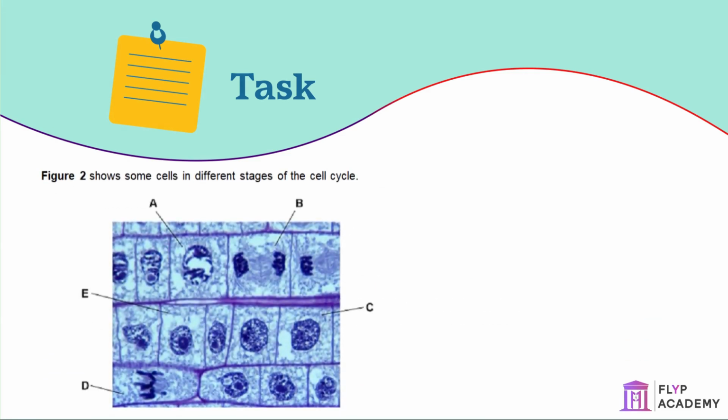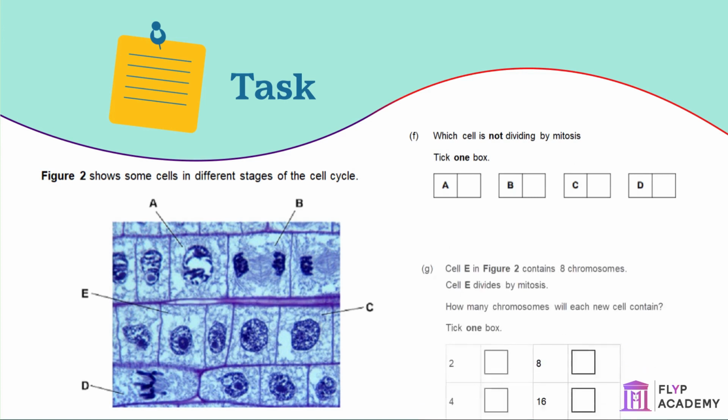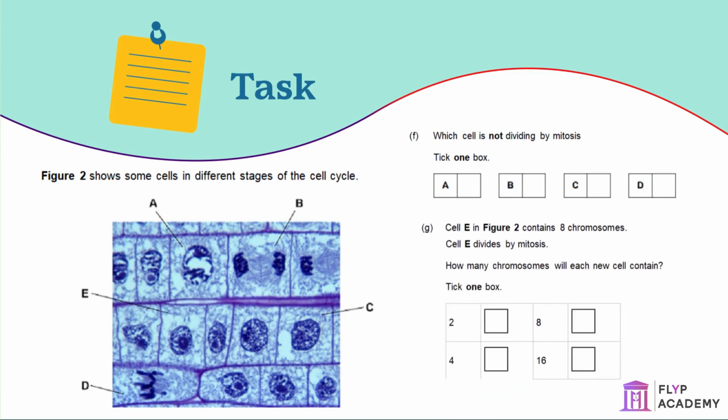Figure 2 shows some cells in different stages of the cell cycle. F. Which cell is not dividing by mitosis? Tick one box. G. Cell E in Figure 2 contains 8 chromosomes. Cell E divides by mitosis. How many chromosomes will each new cell contain? Tick one box.